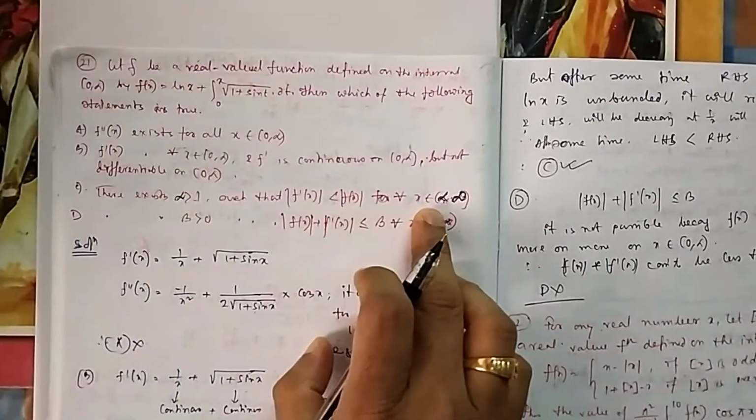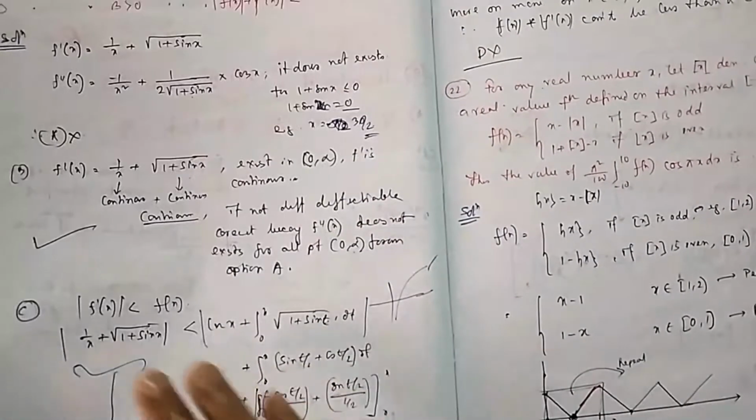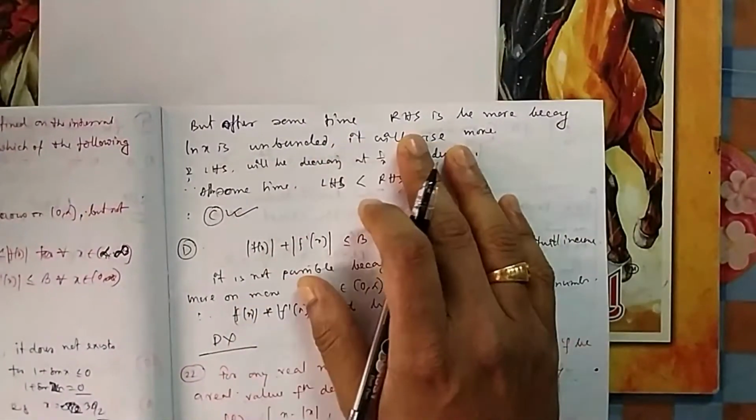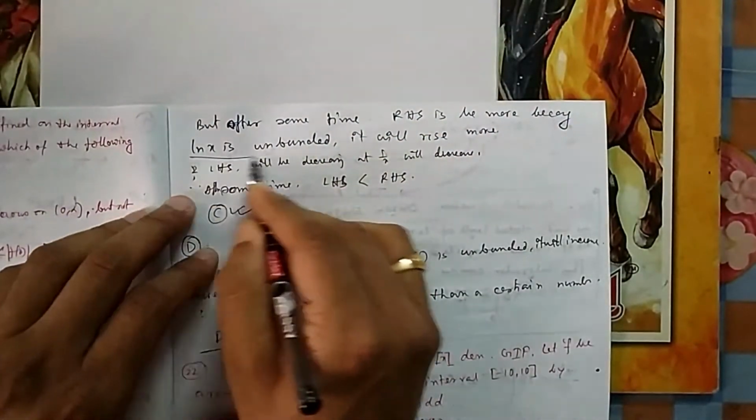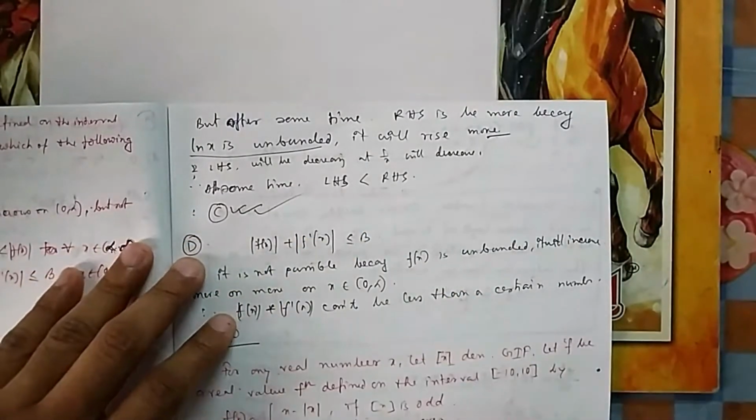That means after some alpha, this side will be more than this one, because this keeps on increasing and this side is limited. So after some time your RHS will be more, because ln x is unbounded, it keeps on increasing, so it will rise more. So that is your option C.